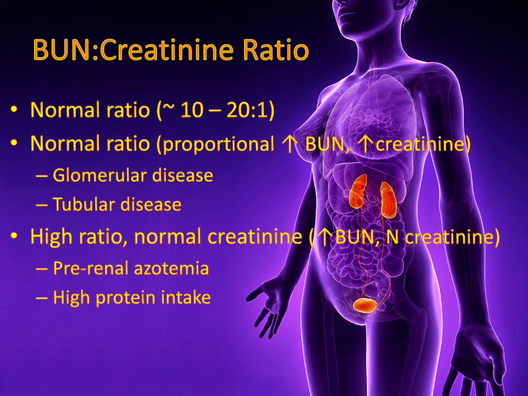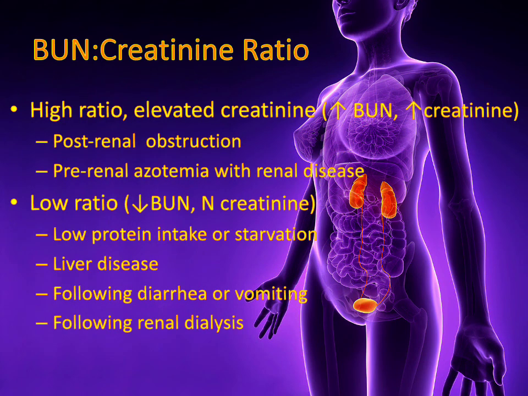Pre-renal azotemia and a high protein intake typically cause an increase in the BUN, but no increase of creatinine. This results in a high BUN creatinine ratio. We can also see a high ratio, but along with an elevated creatinine, an increase in both, but not a proportional increase, with conditions such as post-renal urinary obstruction and pre-renal azotemia with renal disease.